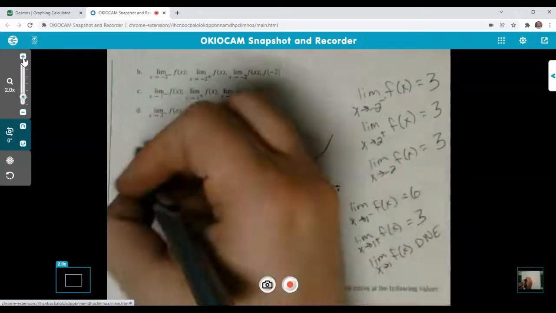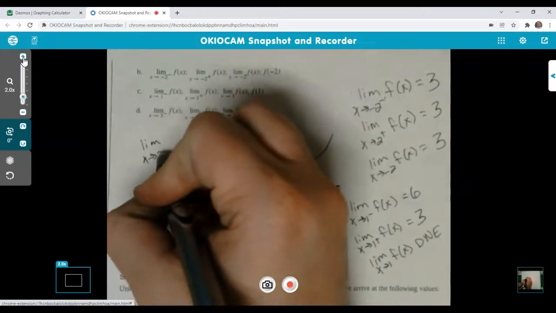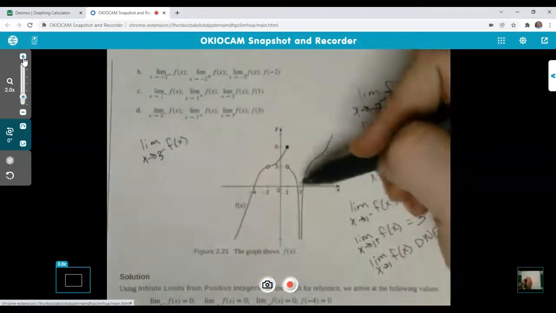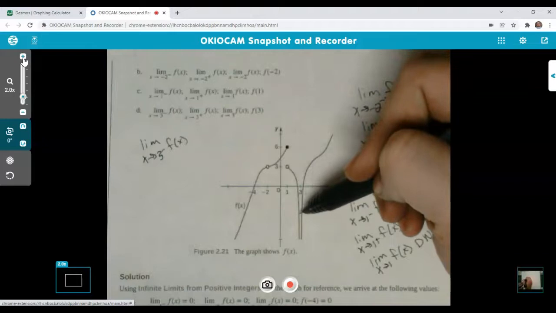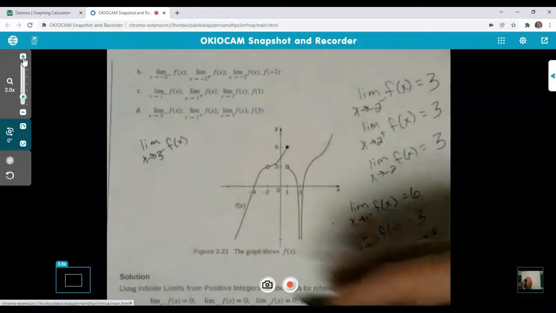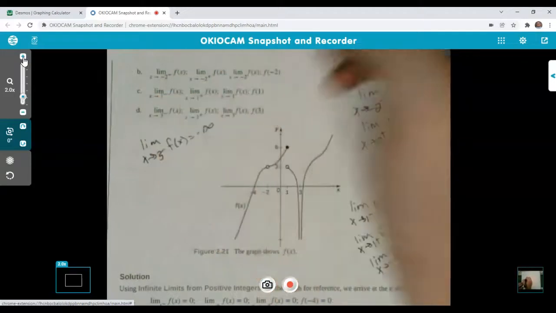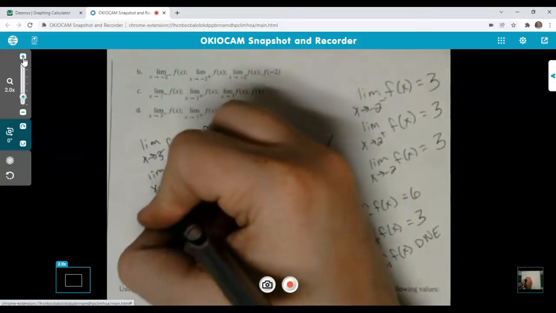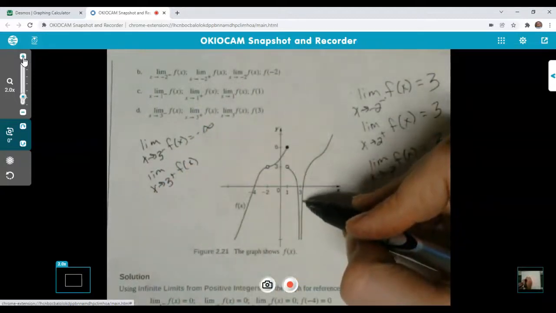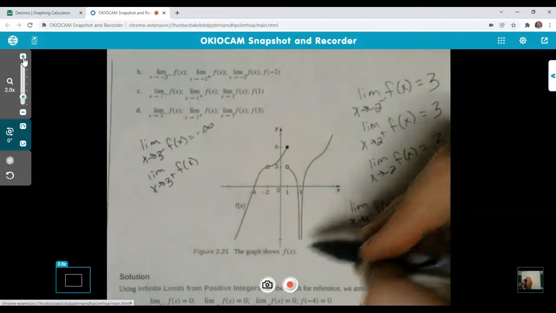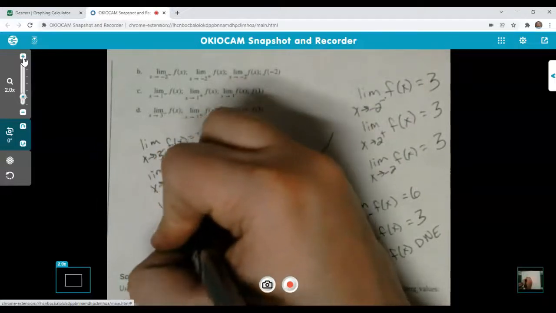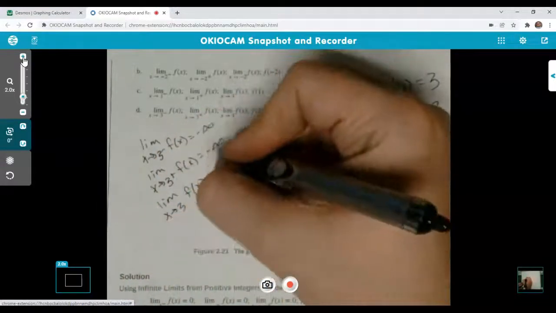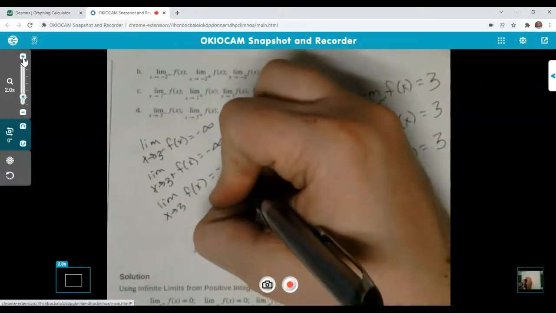Now it asks for 3, the limit as x approaches 3 from the left. So 3 is right here. As x gets really close to 3 from the left-hand side, it's just going to keep going down and down and down forever and ever and never stop. So that means negative infinity. And then the limit as x approaches 3 from the right side, I'm right here getting closer to 3. Again, it's just going to keep going down and down. So that's also going to be negative infinity, which means the limit as x approaches 3, since they are the same, would just be negative infinity.